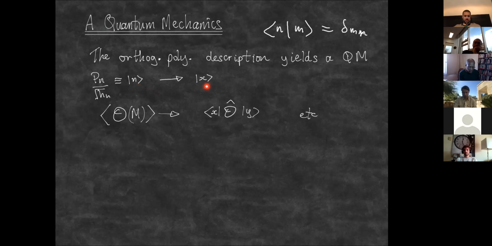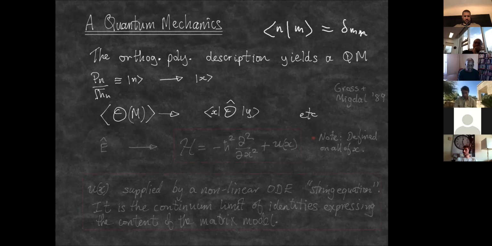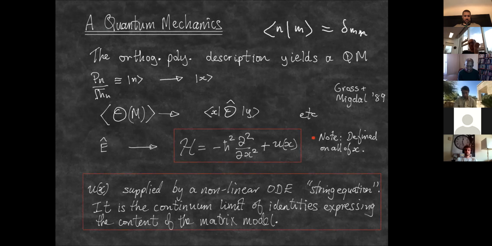nice Hilbert space. And there's a real quantum mechanics here, as first pointed out in this context by Gross and Migdal, that is worth working in terms of. And in fact, the energy E, that recursion relation I wrote before, for E in this language, in this kind of sandwich, becomes in the double scaling limit an actual Hamiltonian where H bar really is the H bar of the quantum mechanics that this thing defines.